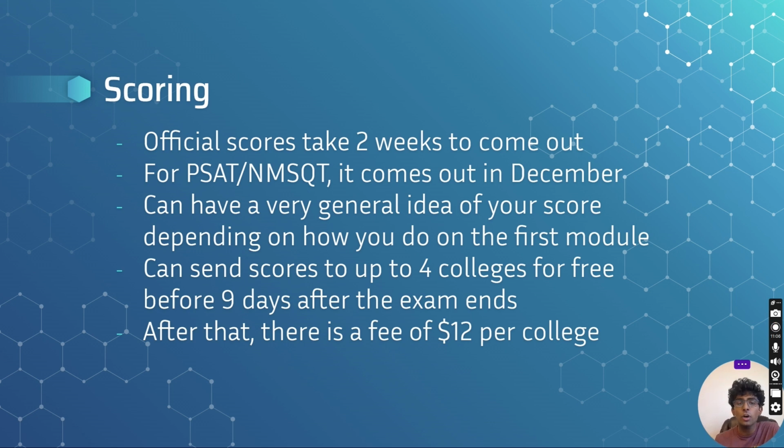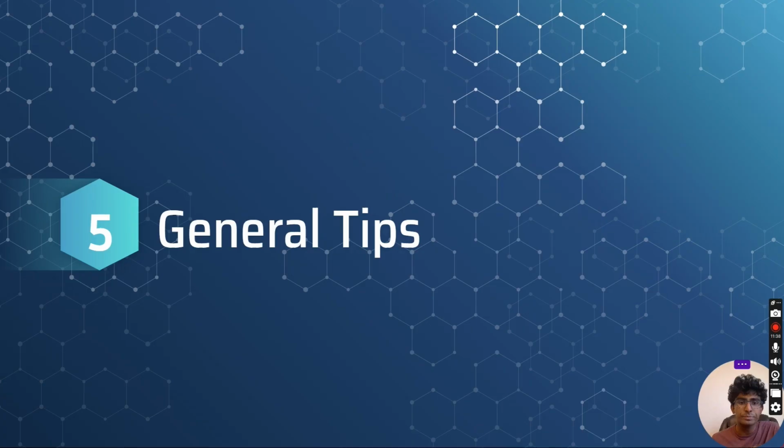You can send your scores to up to 4 colleges for free before 9 days after the exam ends, so either before you take your exam or a couple days after, aka before scores come out. After that, there's a fee of $12 per college. Personally, in my opinion, unless you're really confident in how you did, I'd probably say hold off on sending scores to colleges until after you get your score. Yes, it's $12 per college, but it's worth it because you want to send the best score possible to colleges and not a mediocre score.